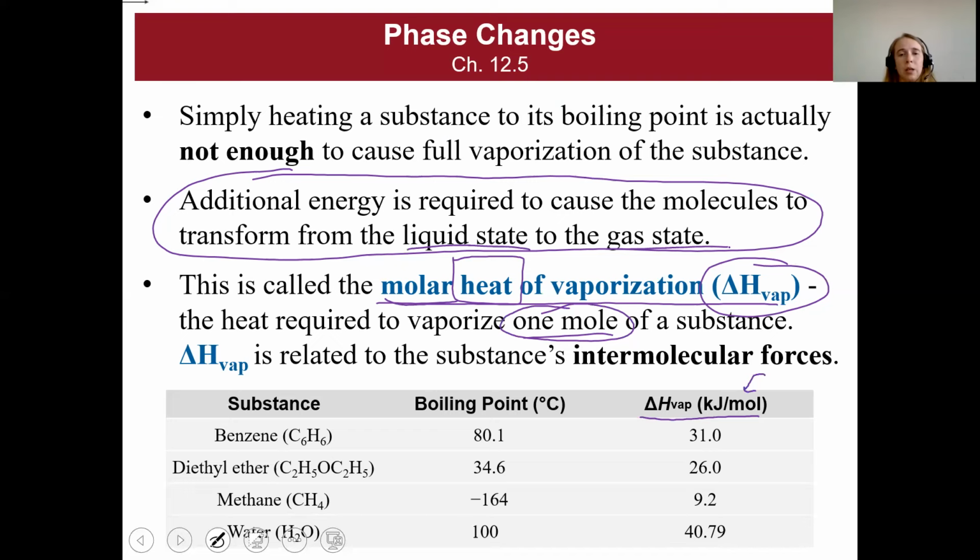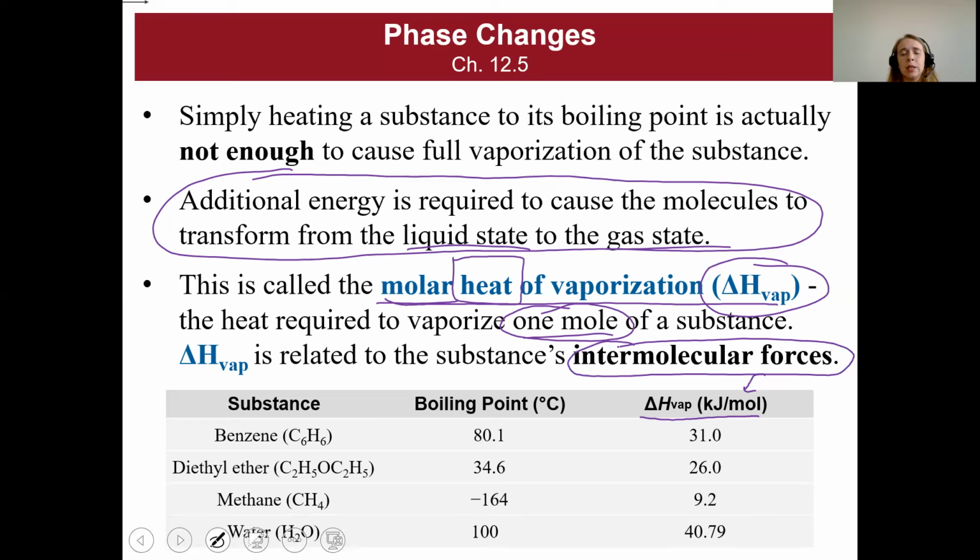We need more energy to spread apart those molecules when they are held together more tightly by strong intermolecular forces. So the higher the intermolecular forces of a substance, the more energy is required to vaporize that substance. So delta H of vaporization is higher.